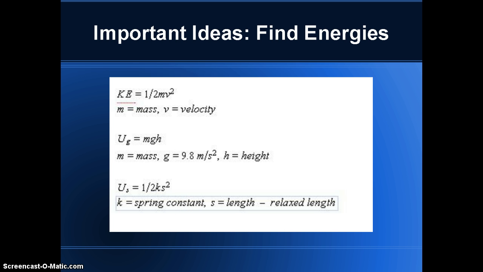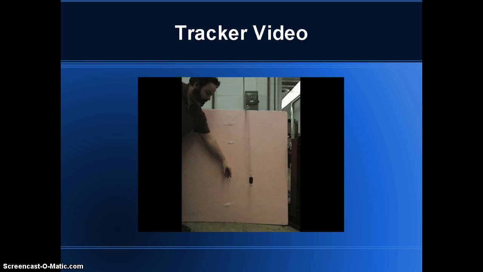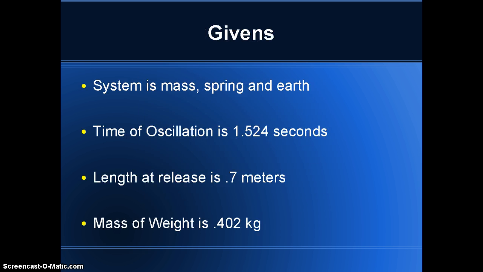Now we are given a video, and here it is. The video we have to track. As you can see, it's quite complex. They're going all over the place, but with some tracker magic and a couple of givens, pretty easy to do. Here are the givens. We are given that the system that we're analyzing is the mass or the weight, the spring, and the earth. This allows us to use the energy principle and, most importantly, to set the energy principle equal to 0. That means that the change in energy is equal to 0.